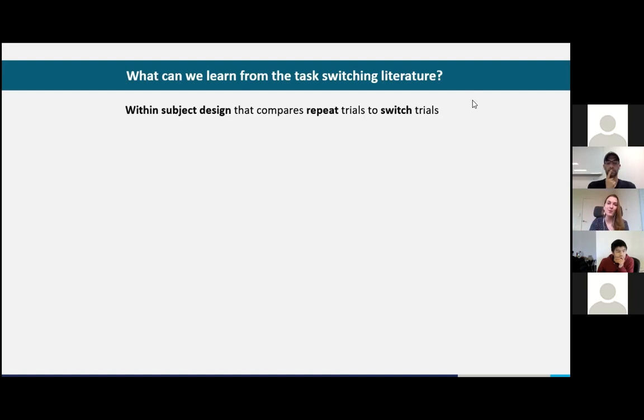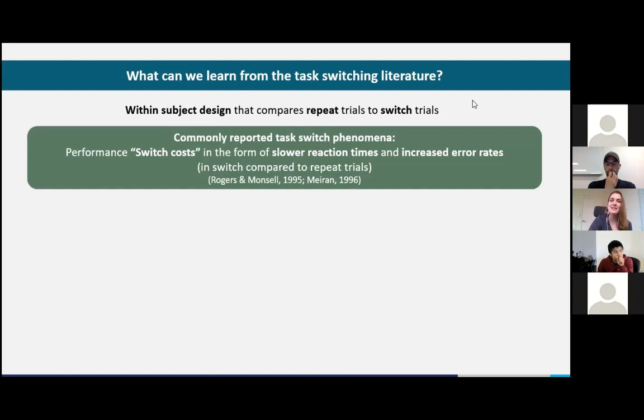And then within a subject design, you ask participants to either keep repeating the same task or to switch between tasks. And you have lots and lots of trials so that in the end, you can truly compare repeat and switch trials. And what has been found over and over again is that switching is costly. So you become slower and you make more errors if you have to switch tasks as compared to repeating tasks.